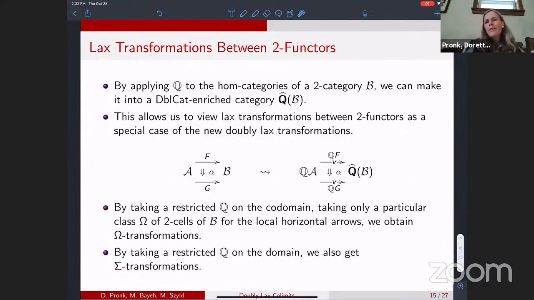And if we want to also perhaps restrict for which arrows we want special cells, then we get the sigma transformations that Martin has worked on with Eduardo Dubuc and others. And so we see that all those types of transformations can show up as special cases of our new doubly lax transformations. As usual, double categories can incorporate most of what 2-categories can give us. Let's say it that way.